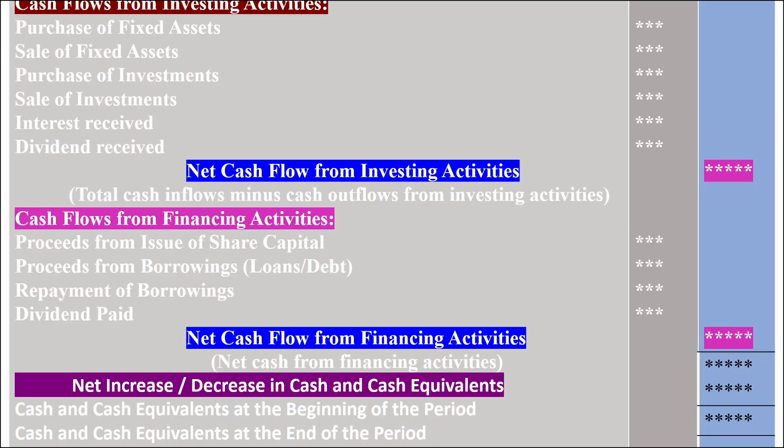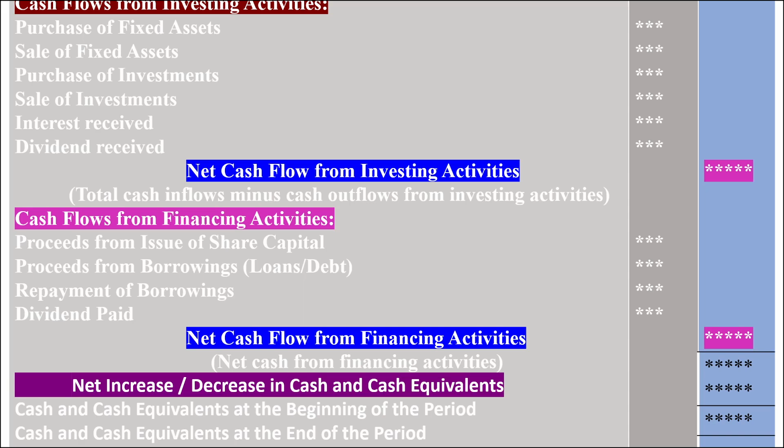Then cash flows from investing activities: purchase of fixed assets, sale of fixed assets, purchase of investment, sale of investment, interest received, dividend received. After adjusting the above items, we can get net cash flow from investing activities. Then cash flows from financing activities, that is proceeds from issue of share capital, proceeds from borrowings, repayment of borrowings, dividend paid. After adjusting the above activities, we can get net cash flow from financing activities.